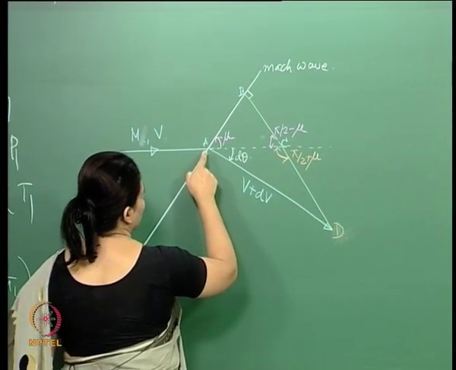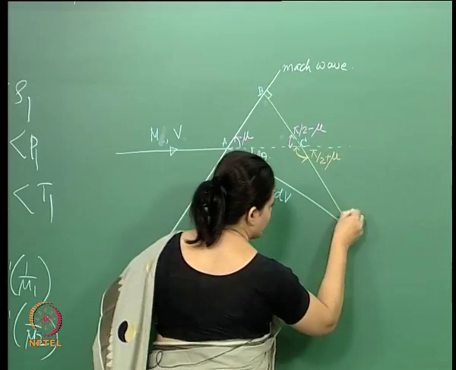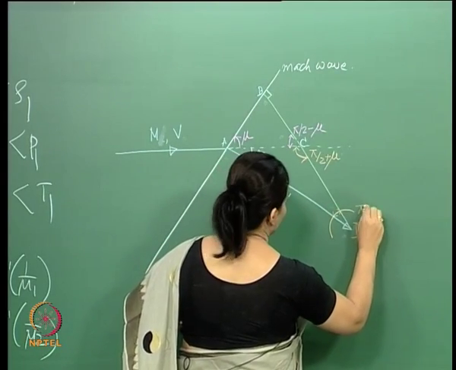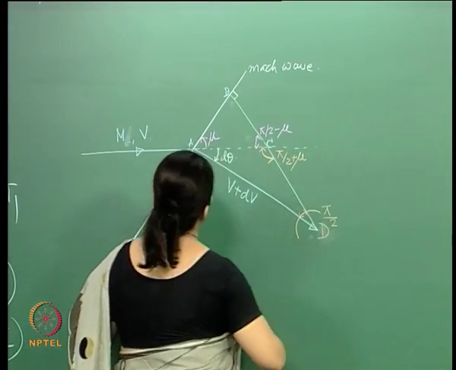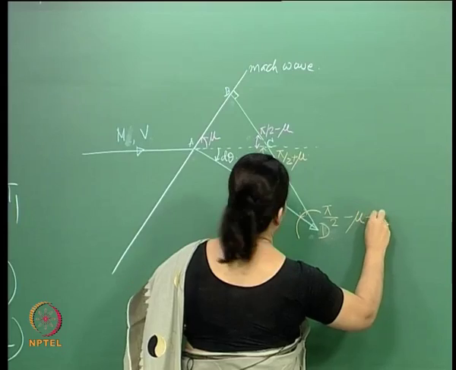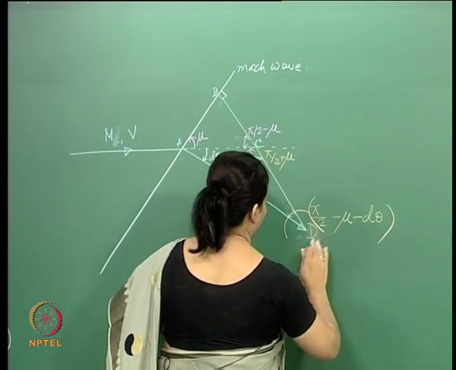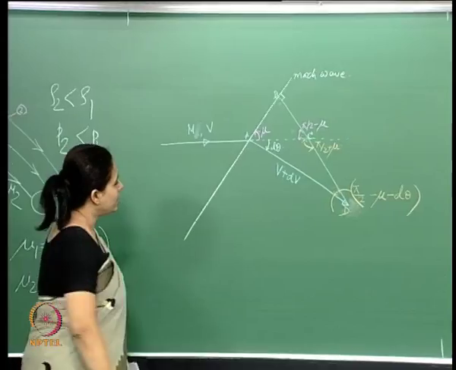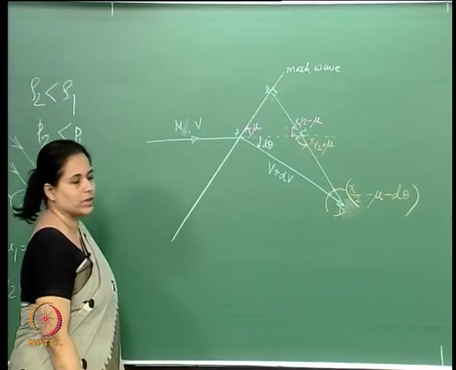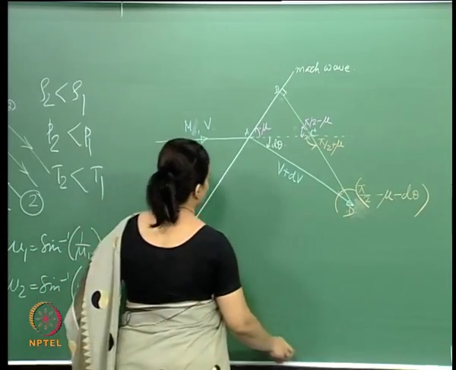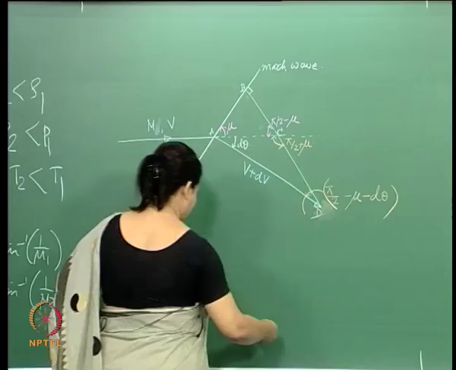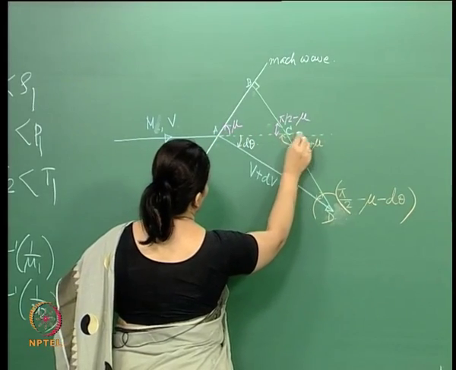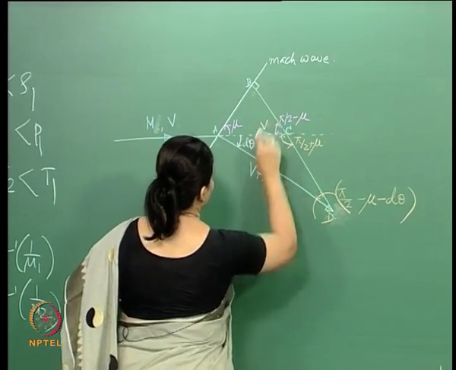So if we consider the triangle ABD, then this angle turns out to be pi by 2 minus nu minus d theta, right. This is just simple from this geometry. Okay. Now, this was the incoming velocity, say the incoming velocity v.